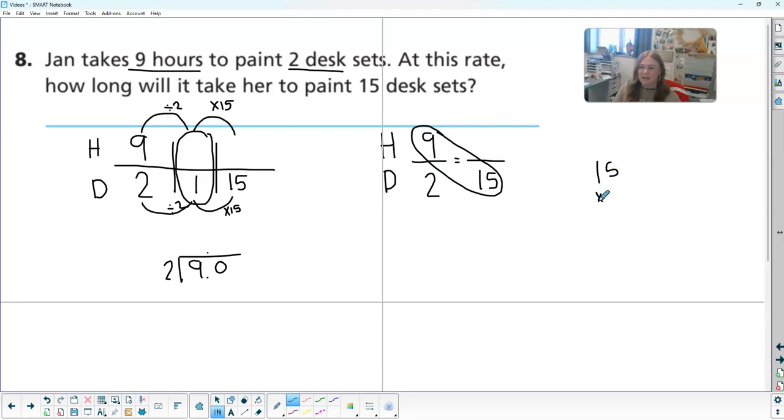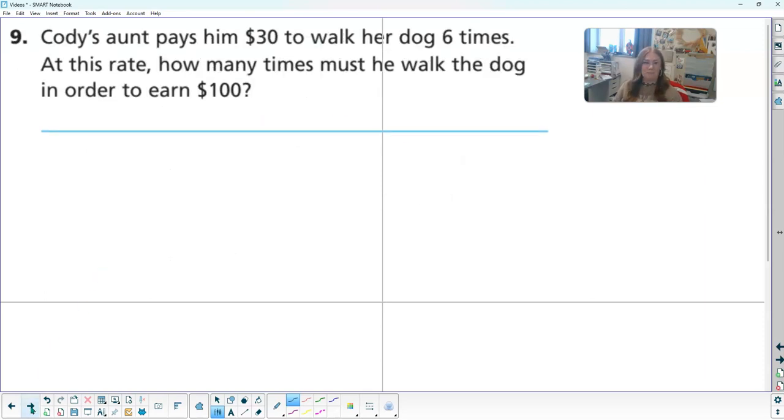So 15 times 9. And then we're going to divide that answer by 2, and that will tell me how many hours it takes. We're just trying to get this number by itself. So I move this over here. The opposite of divide is times. So 9 times 15 divided by 2 tells me that missing piece. Either way you do it should be the same answer.